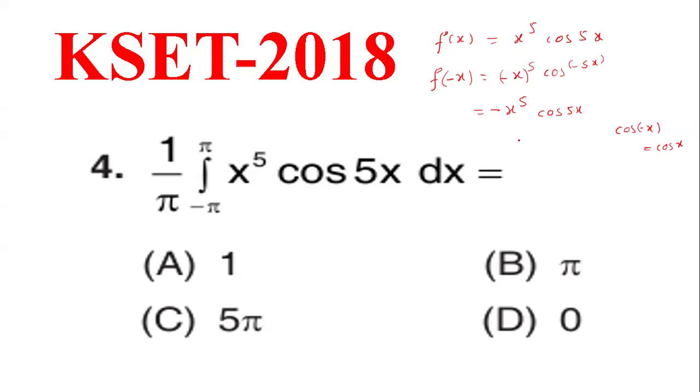f of minus x is equal to minus f of x, which means the function is odd. If a function is odd, we know that its integral value will be 0. Therefore, option D is the right answer for this question. The question is based on odd and even functions. Simple question.